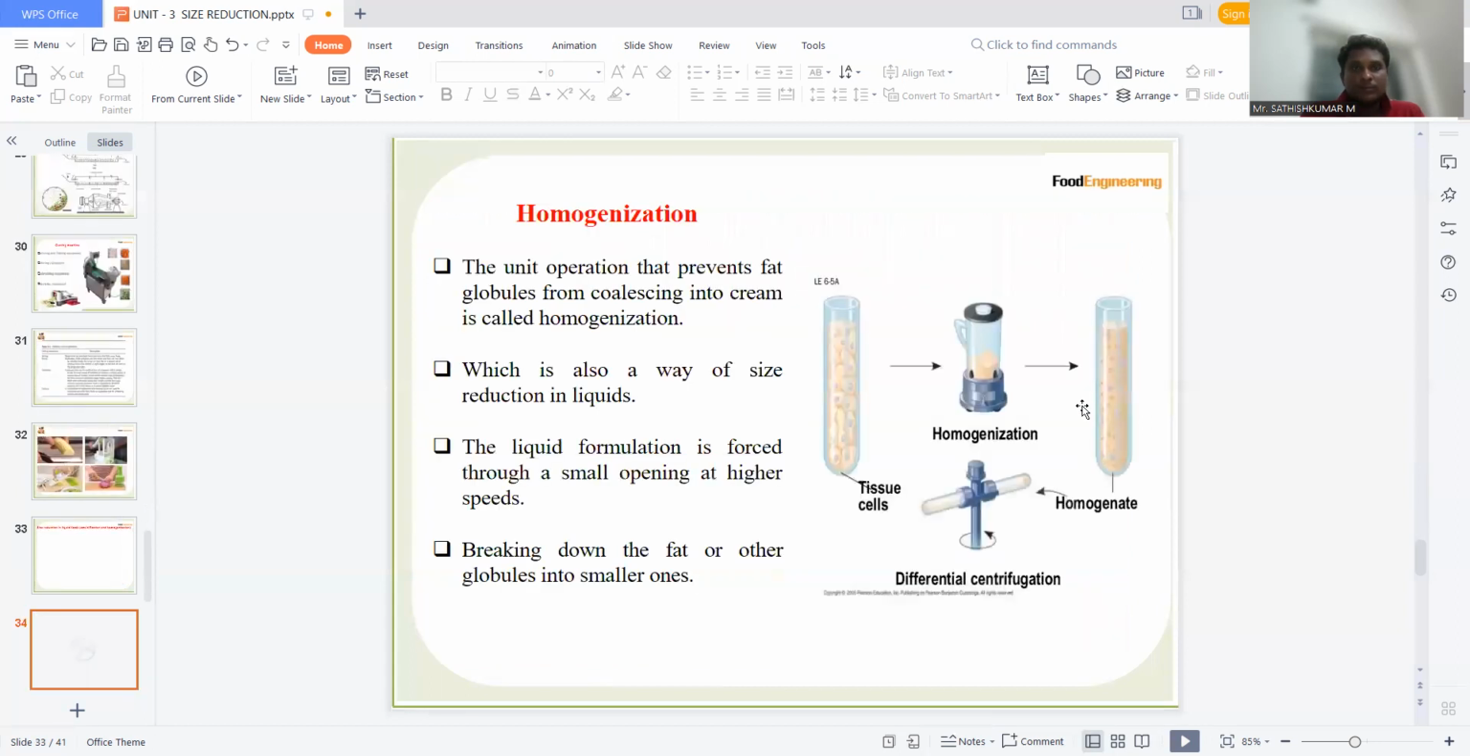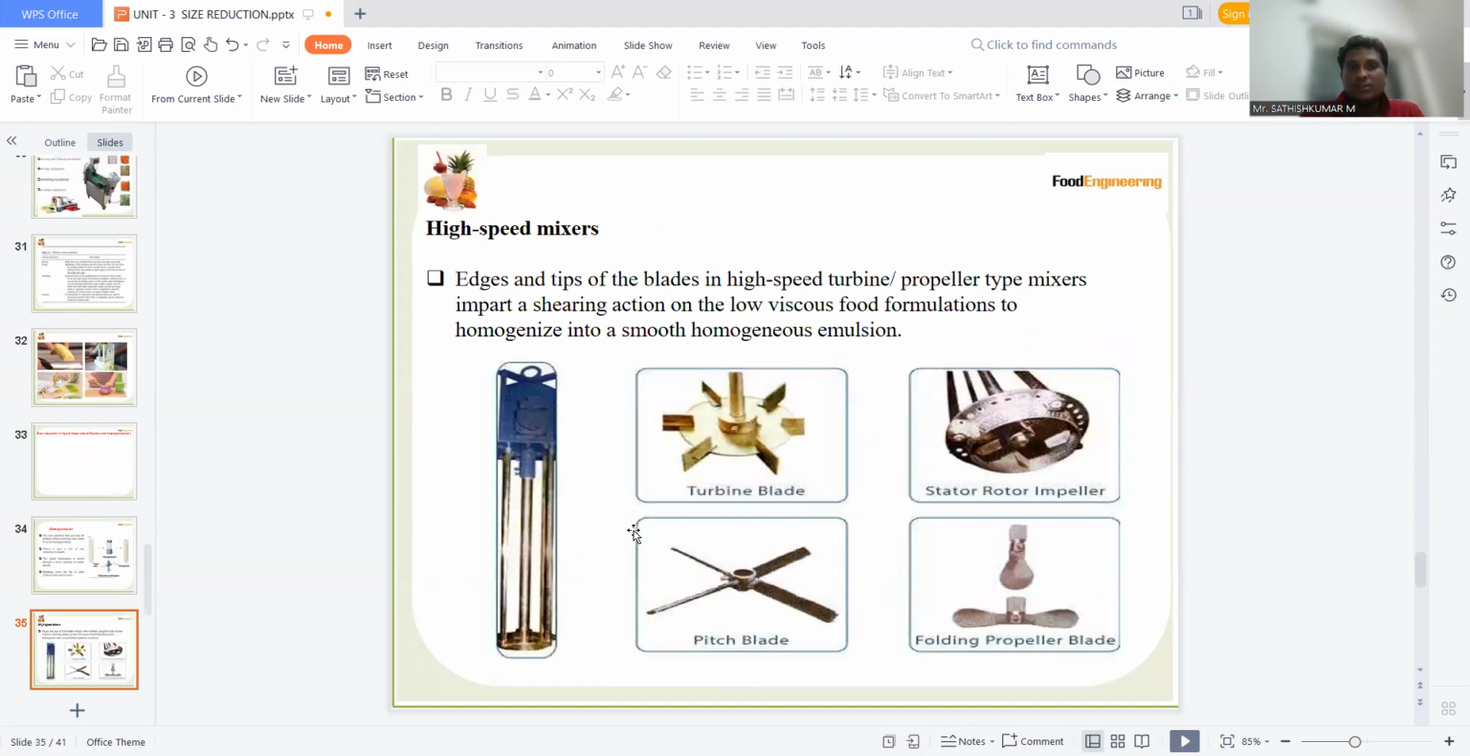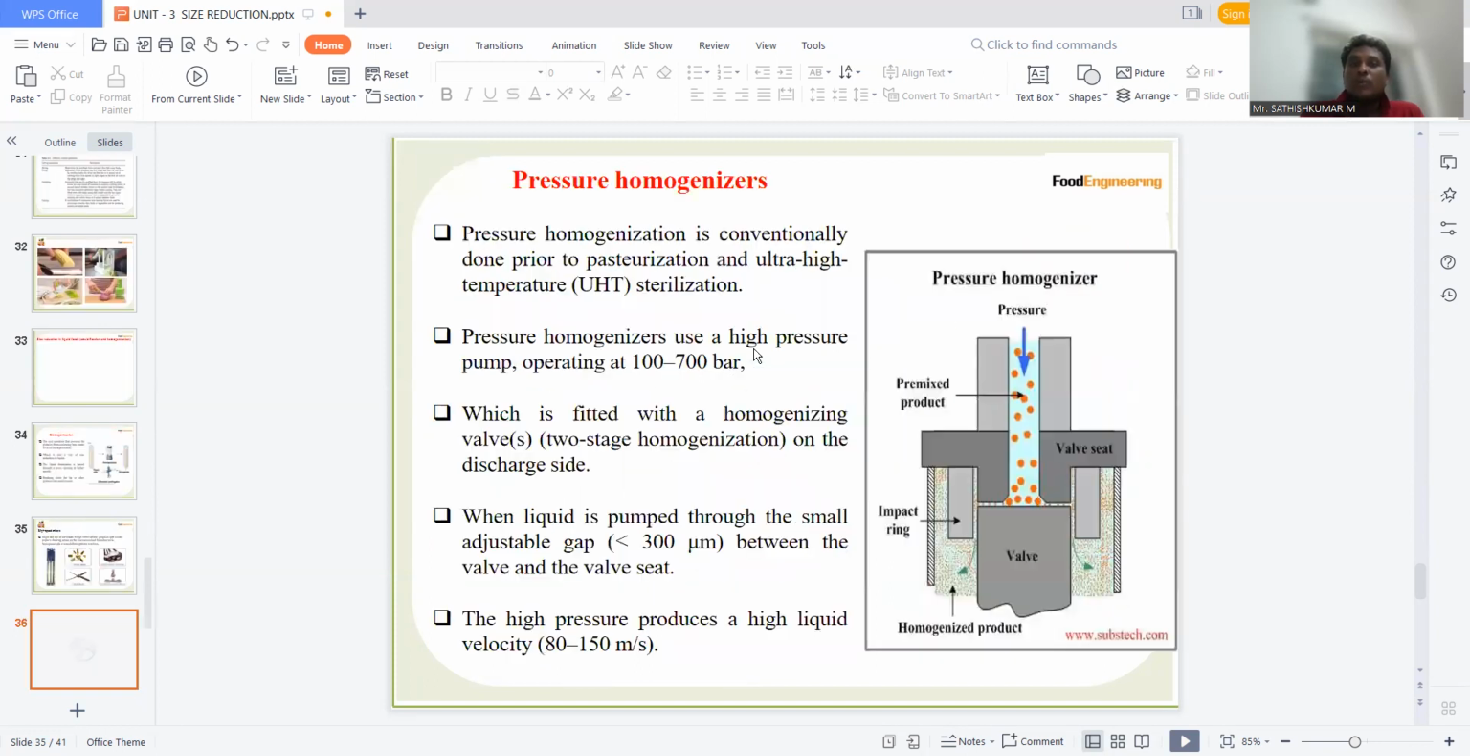Next one, homogenization. The unit operation that prevents the fat globules from coalescing into the cream is called homogenization. Homogenization is also a way of size reduction in liquids. The liquid formulation is forced through a small opening at higher speeds. Breakdown of fat or other globules into smaller ones is the responsibility of homogenization. High speed mixers, with edges and tips of blades, high-speed turbines or propeller types of mixers, apply impact or shearing action on the low viscous food formulations to homogenize them into smooth homogeneous emulsions.